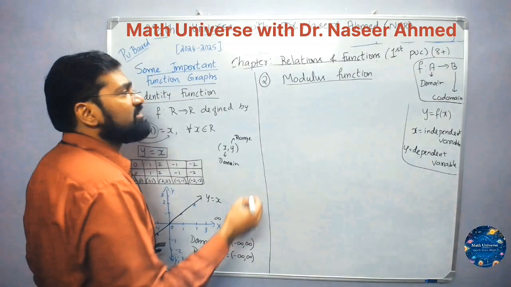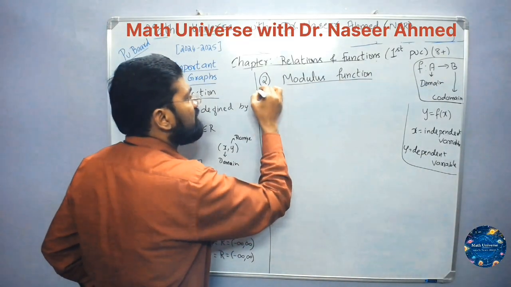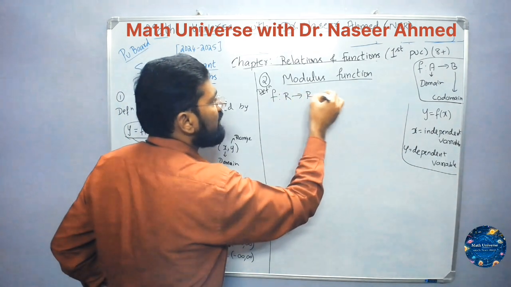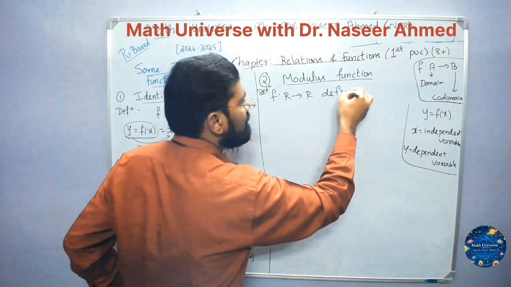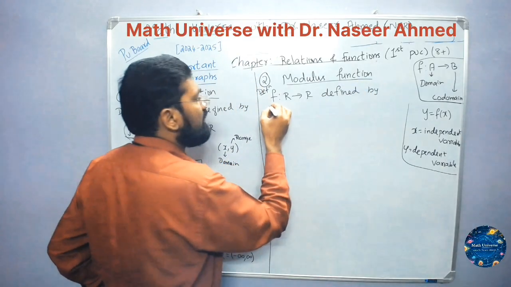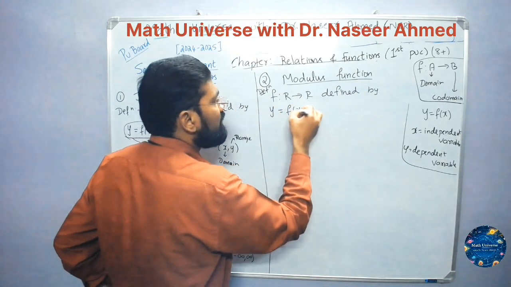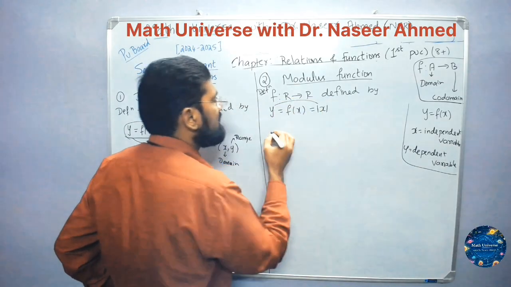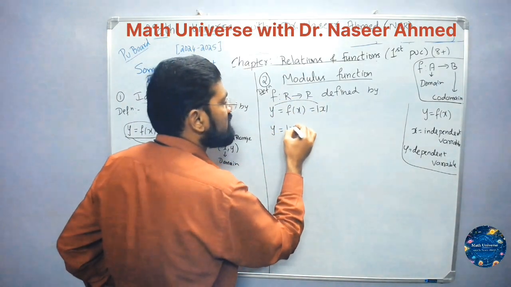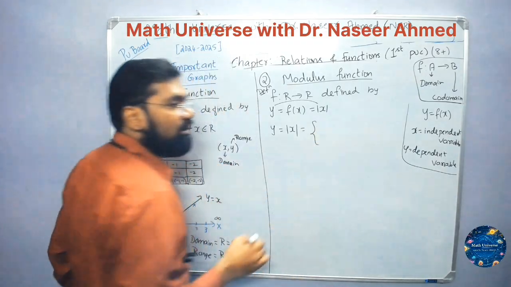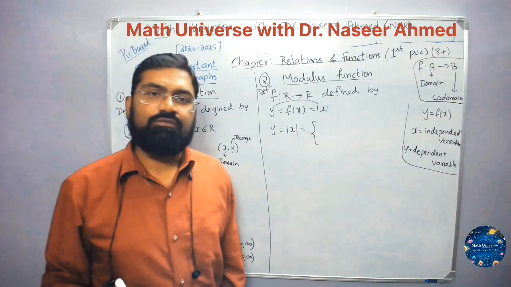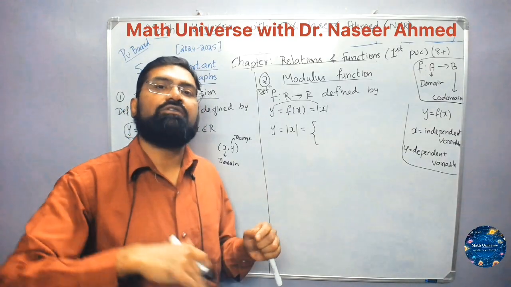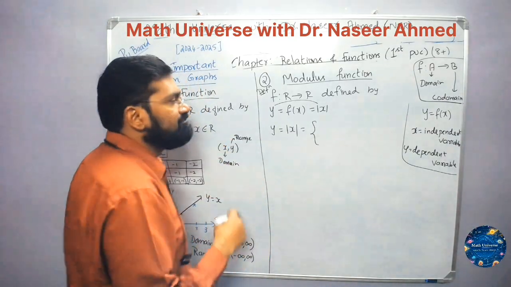The definition of this function is: f is a function from R to R defined by y is equal to f of x is equal to mod x. Let us take the first and the last. So y is equal to mod x. Now what is this saying? See, mod is going to convert a negative number to positive, and mod of 0 will be 0. I will try to explain both ways, from the definition and what we have understood with the notation.